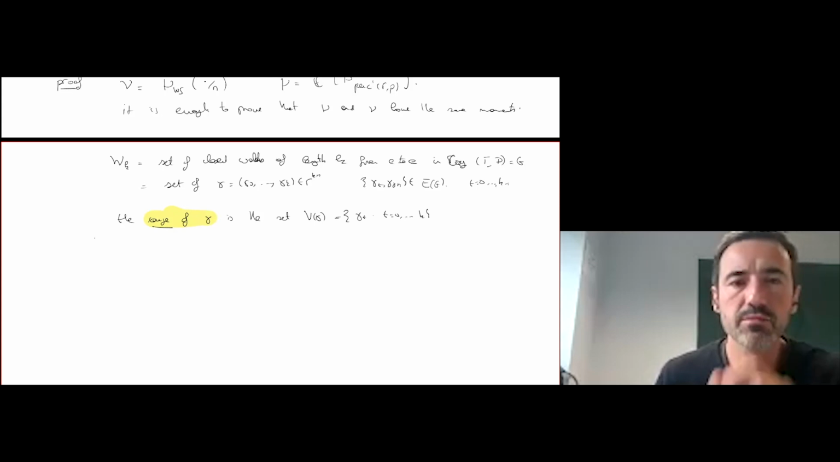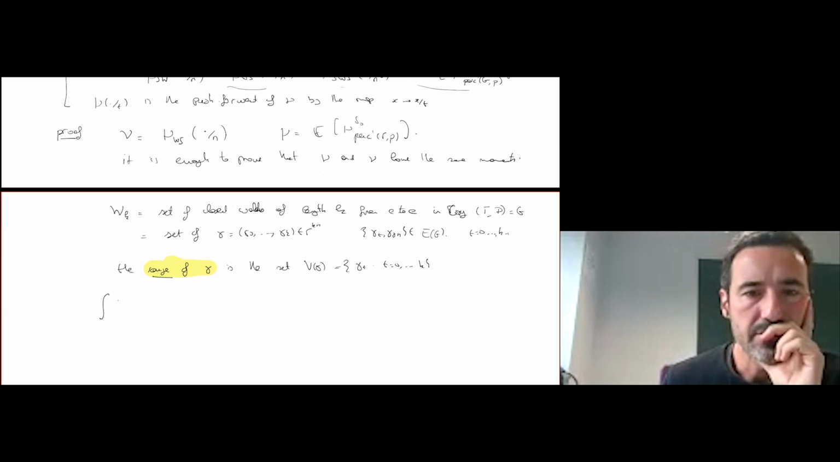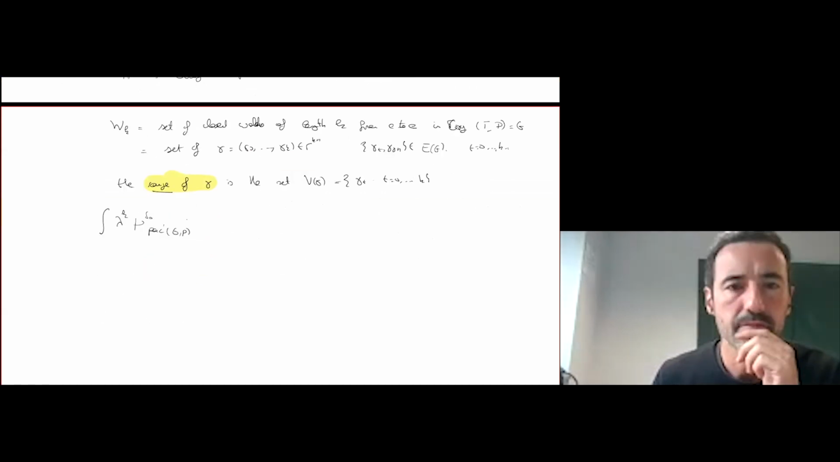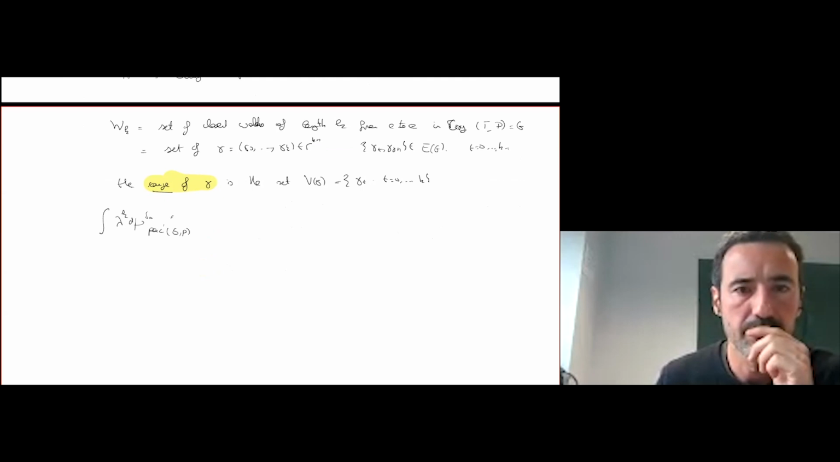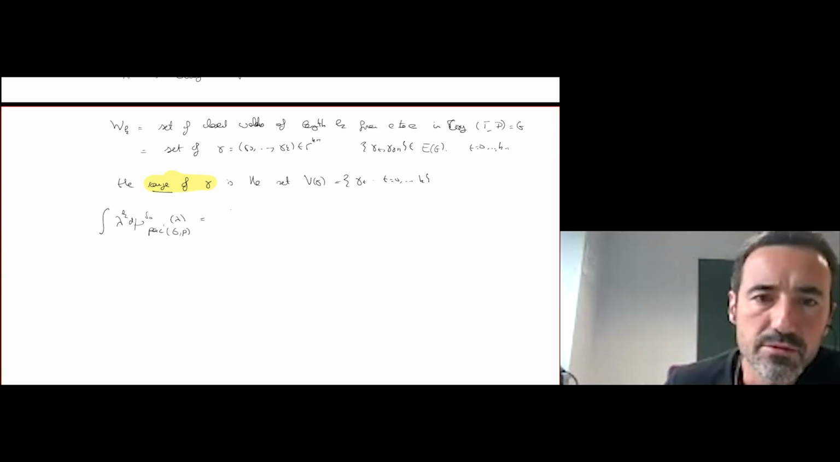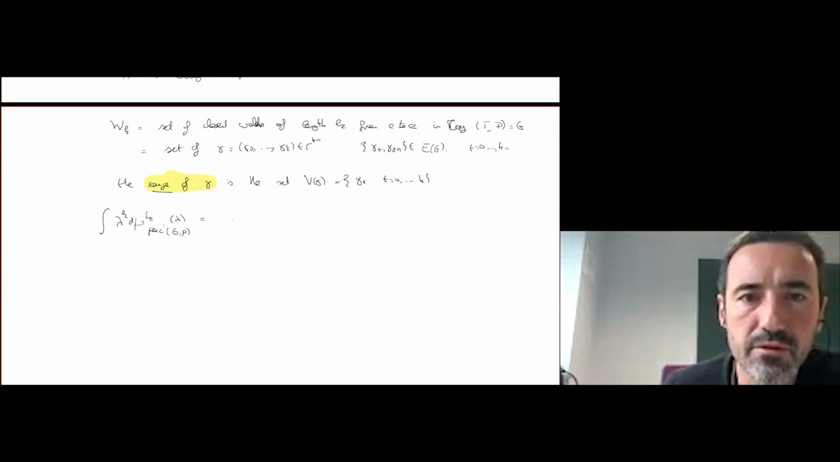Okay, so let's start by computing the moments of mu, the moments of the random measure of the percolation graph. So what is this equal to? As I said at the beginning, this is a set of closed walks.